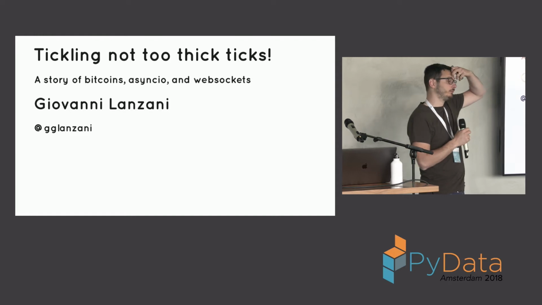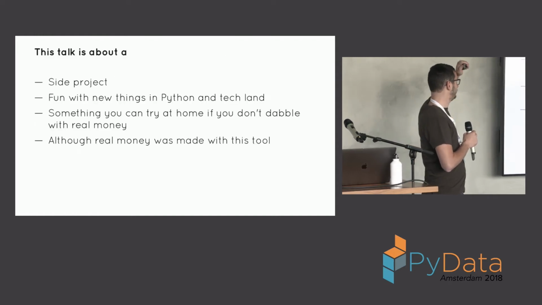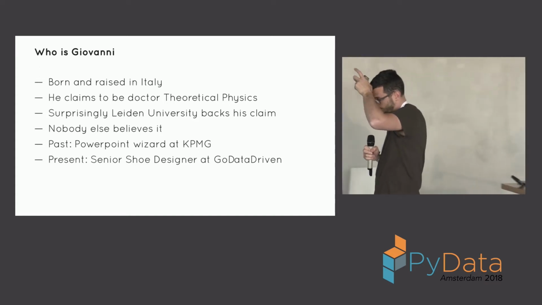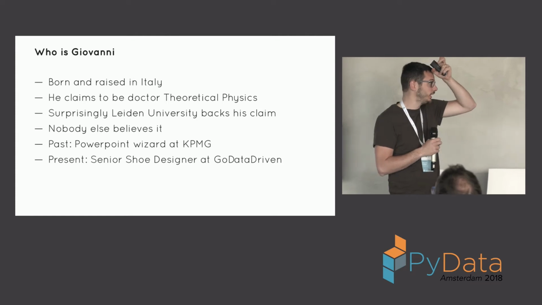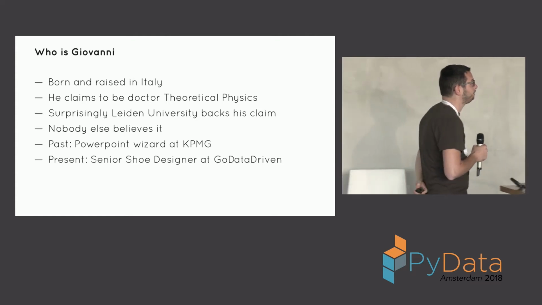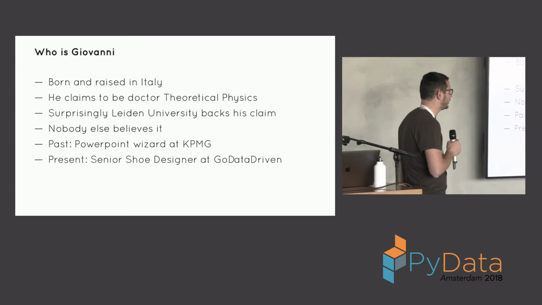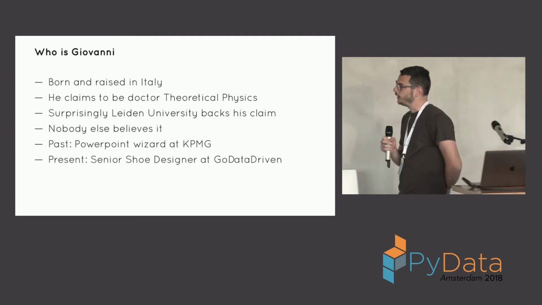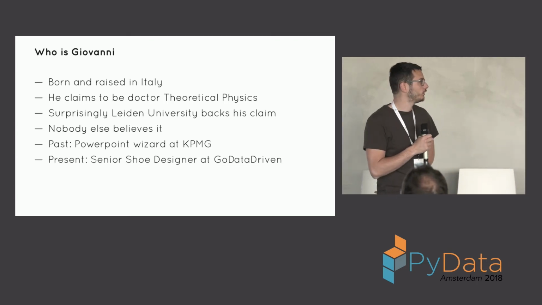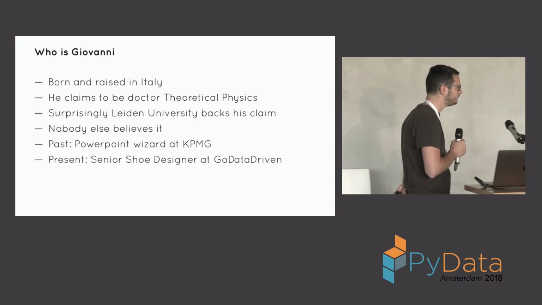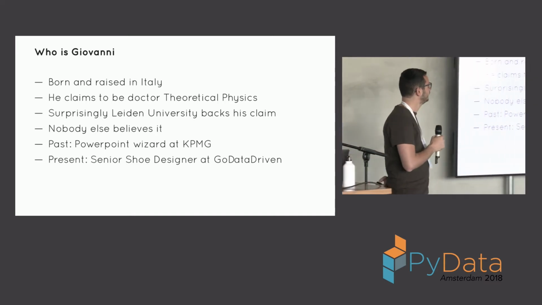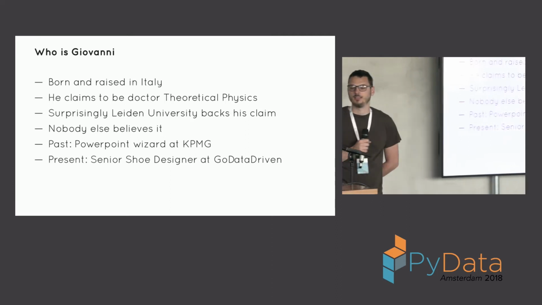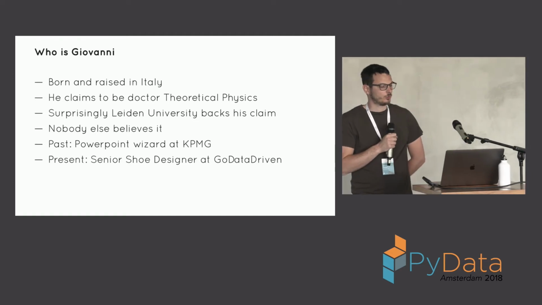So my name is Giovanni. This is my Twitter handle. Born and raised in Italy. Well, somehow I became doctor in theoretical physics here in the Netherlands. Afterwards, I was a PowerPoint wizard at KPMG, or monkey, depending on your point of view. And now I'm a senior shoe designer at Godot Driven. So if you come work for us, I'll design a pair of Nikes for you with the colors of Godot Driven. I'll say it once, maybe, but we're hiring. So drop us a line if you want to work for us.